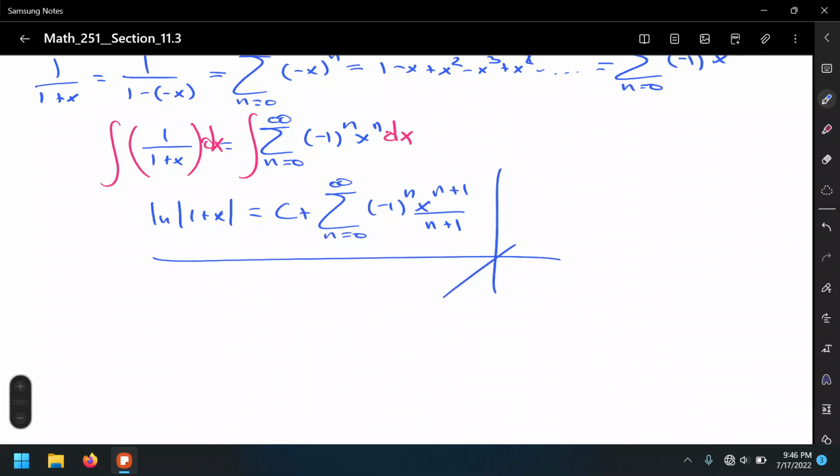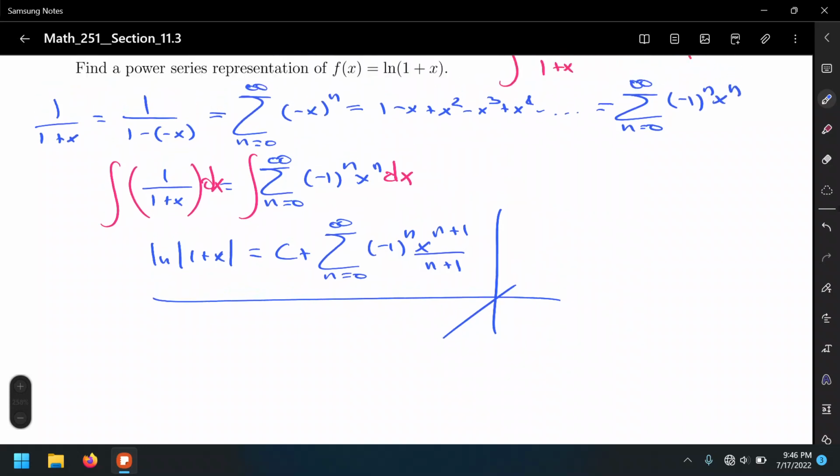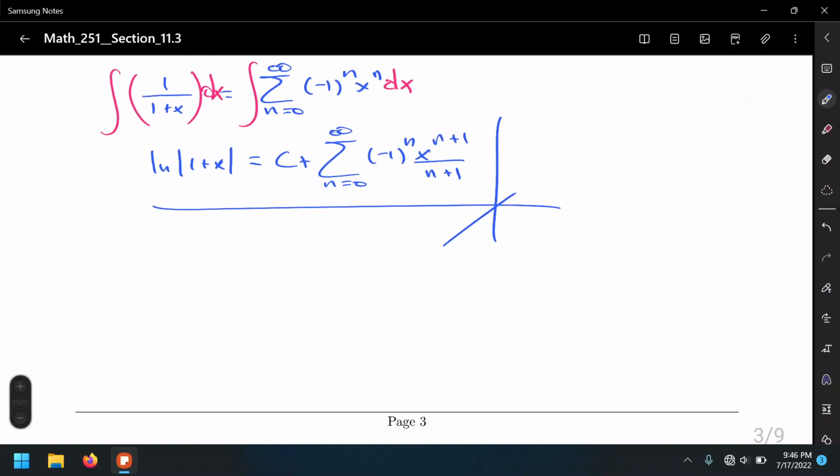That's how we obtain a power series representation for the logarithmic function. So just to summarize briefly, well, not yet. We can summarize this after the next example.